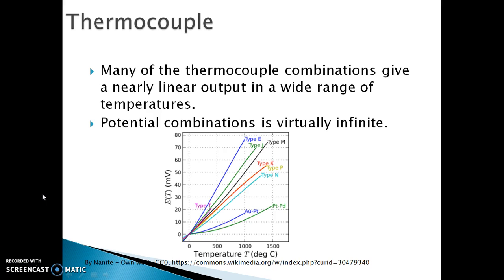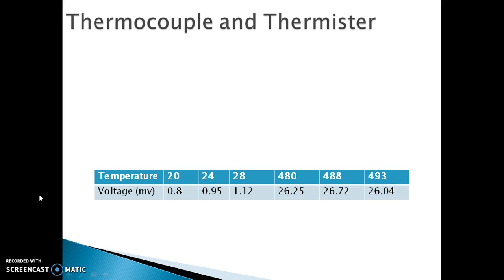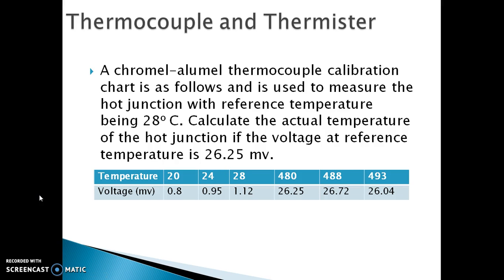Now that we have understood the basic construction and the principle of working of the thermocouple, plus the different materials which are used for constructing a thermocouple, let's look into a small application which would give us an idea of how thermocouples are calibrated. We have a chromel alumel thermocouple with the following table given. I would request you to pause the video and try to solve the sum on your own.